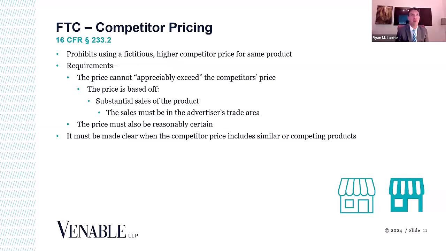The price must also be reasonably certain. Again, going back to the example of the phone, we can reasonably certainly say what that phone was offered for over an extended period of time. If you're talking about competing products or similar products, that needs to be made clear as well. So if I'm not selling this phone, but I'm selling a different type of phone, that needs to be clear in advertising to not run afoul of the FTC regulations.